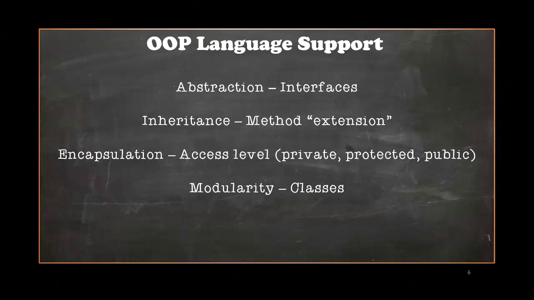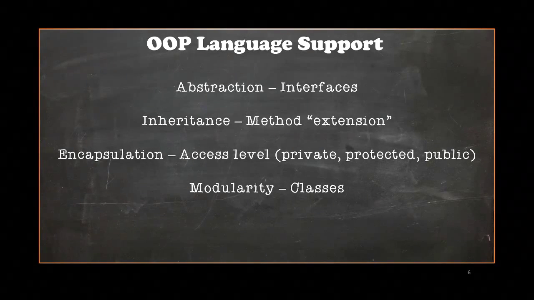Now, encapsulation is supported by access levels. You've seen private, protected, public, and package protected. And this means that we are implicitly saying what we want certain methods and variables to be used by, or who to be used by.